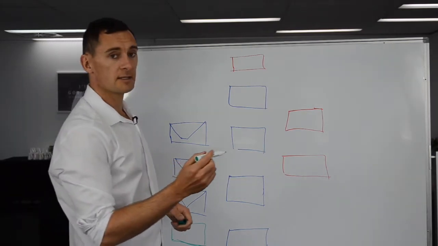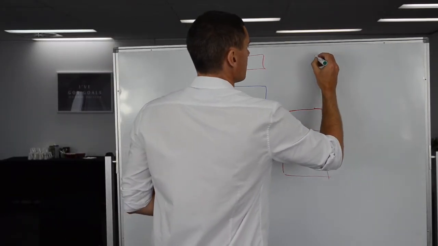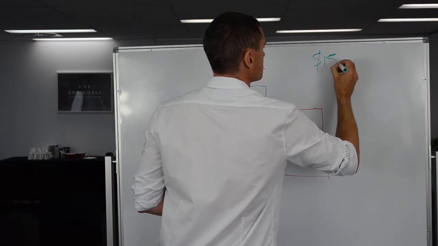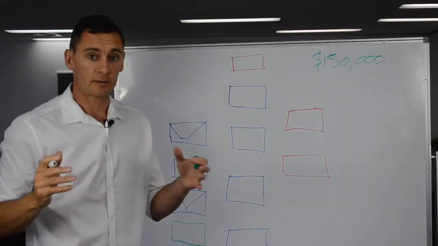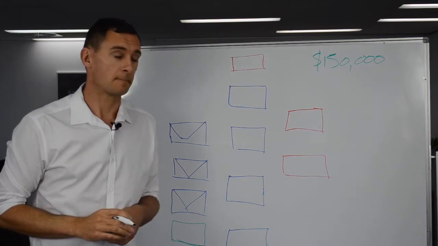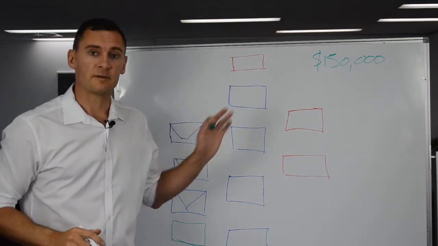So this one here that I'm going to show you first, in the last 3 weeks has generated 150K for a client, 3 weeks and a budget less than 20K. This is a live event funnel.